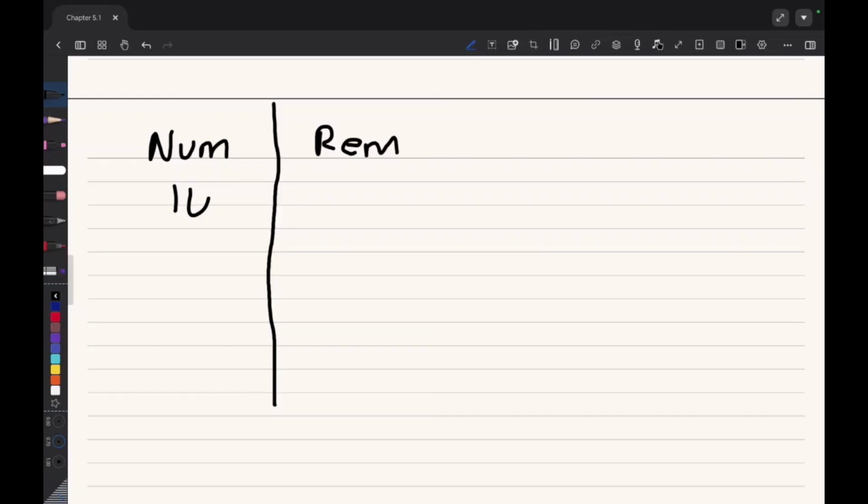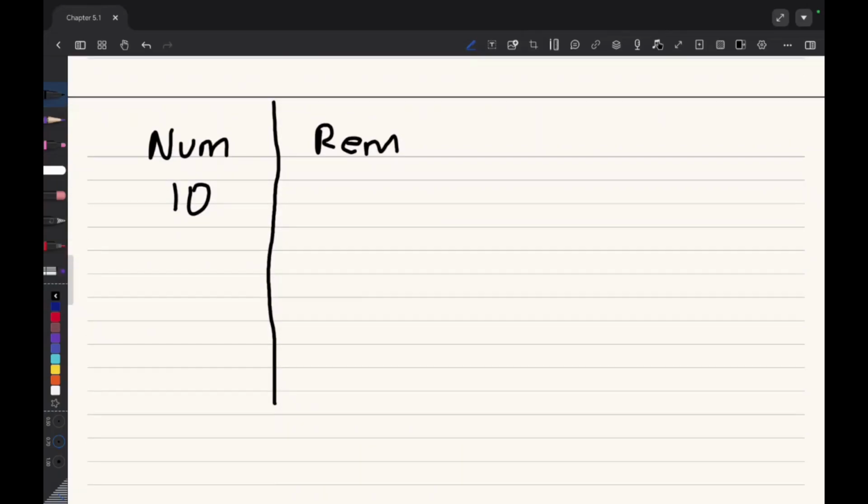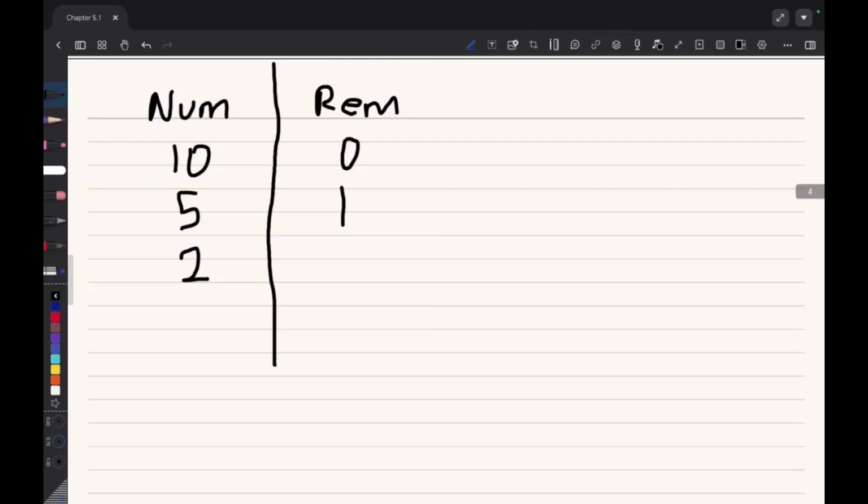Now you have a 10, and 10 divided by 2 is going to be 5. Did we leave any remainders? No, we don't have any remainders, so here it's going to be 0. Now 5 divided by 2: you write the whole number, which is 2. What is the remainder? It's 1. 2 goes 2 times into 5, and then it leaves 1. Then what's 2 divided by 2? It's 1. And do we have any remainders? No, we don't have any remainders.